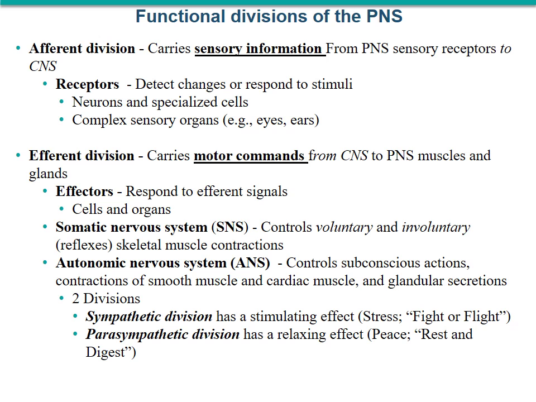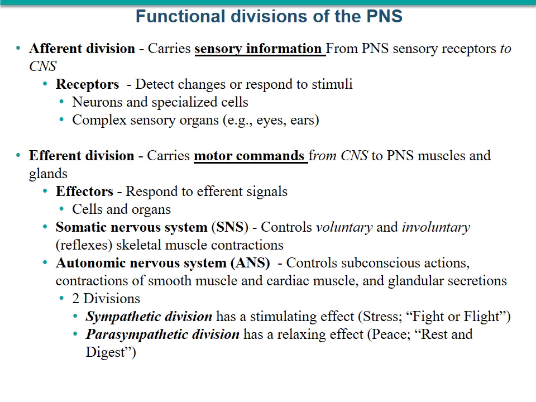We have a couple of different kinds of receptors here. We have some neurons and specialized cells that are out in the peripheral nervous system, out in the body, picking up regular signals. And then there are some more complex sense organs that you've already looked at in lab, the eyes and the ears, for instance.